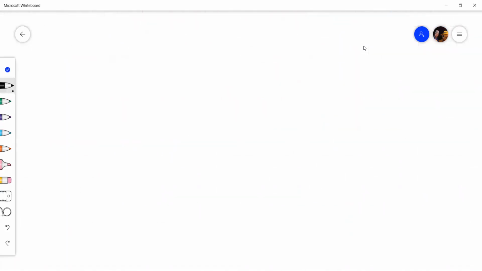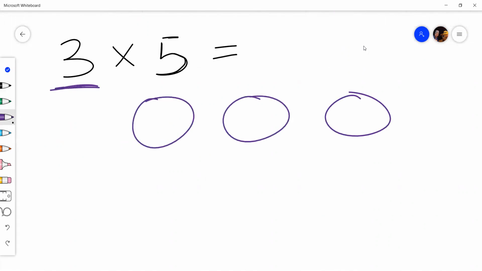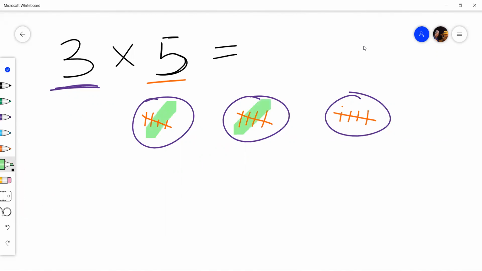So let's take for an example a problem like 3 times 5. I'm going to do it quickly just to model it. Maybe we already know this answer, but let's think about how we solve this. Well, 3 times 5 tells me I have 3 groups. So I'm going to draw 1, 2, 3 groups. And in each one of those groups, I have 5. 1, 2, 3, 4, 5. 1, 2, 3, 4, 5. 1, 2, 3, 4, 5. And if I count all of them up, I see I have 5, 10, 15. So that gets me an answer of 15.